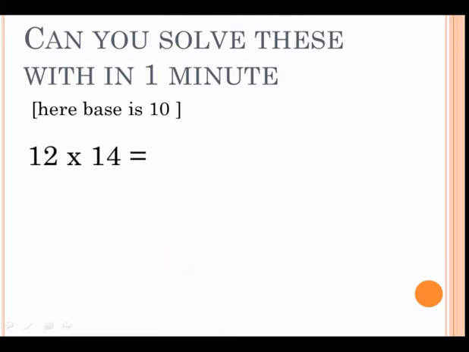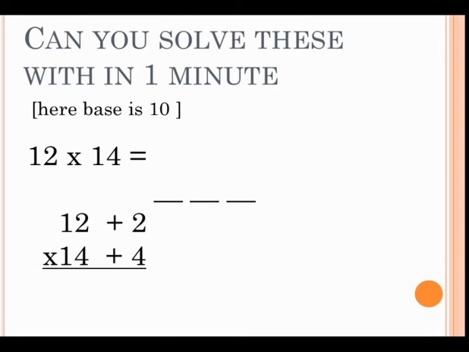Here also we are going to take base as 10. Can you solve 12 multiplied by 14 within 1 minute? You know this answer will be a 3-digit number. We know 12 is 2 more than 10. 14 is 4 more than 10. For finding the first part, you have to cross add. That is 12 plus 4 and 14 plus 2 is 16. For finding the second part, you have to multiply 2 and 4, that is 8. So the final answer is 168.